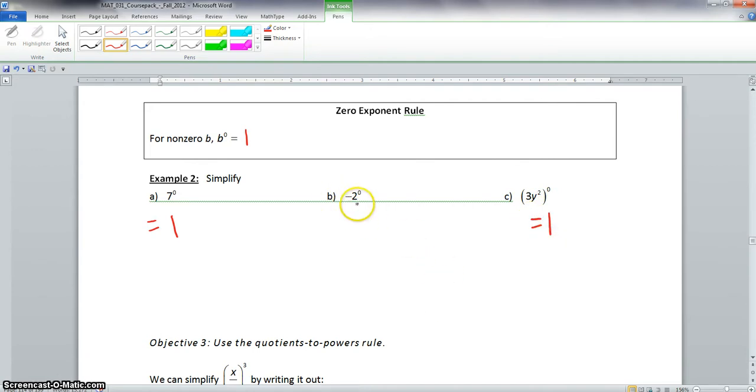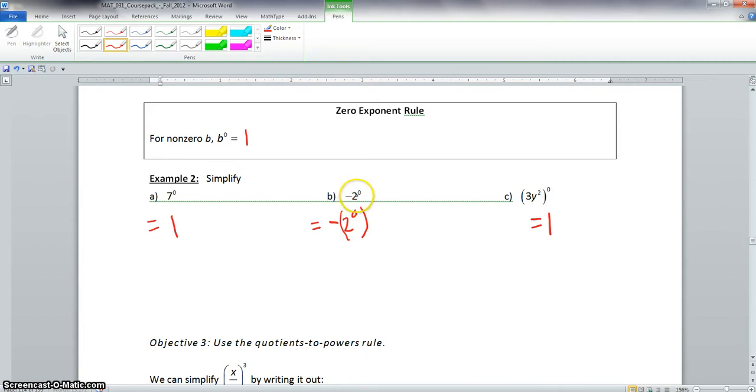Now when we go to b here, remember what we learned in the other section. Whenever we have a negative and it's not in parentheses, that negative is not taken to the exponent. The only thing taken to the exponent is the value that's directly connected to the exponent.